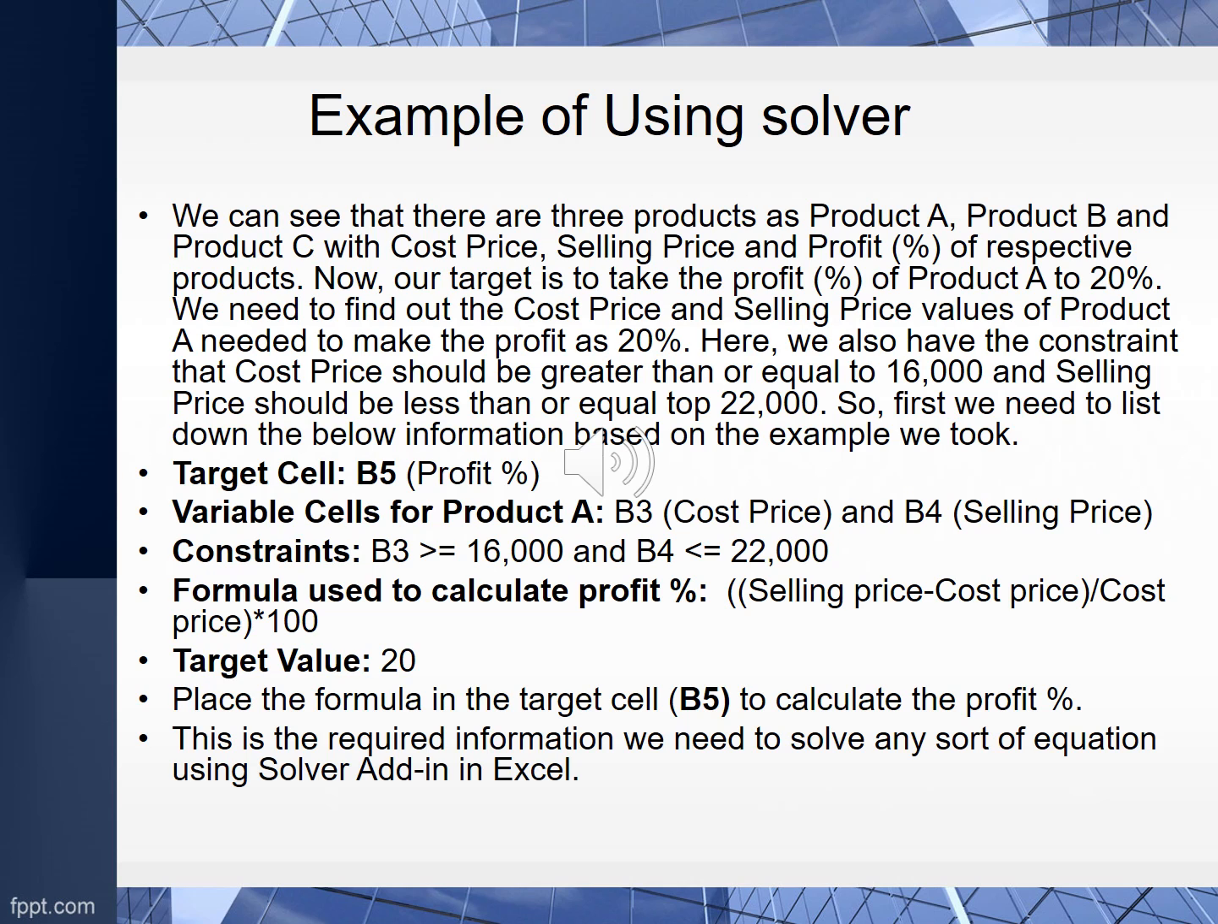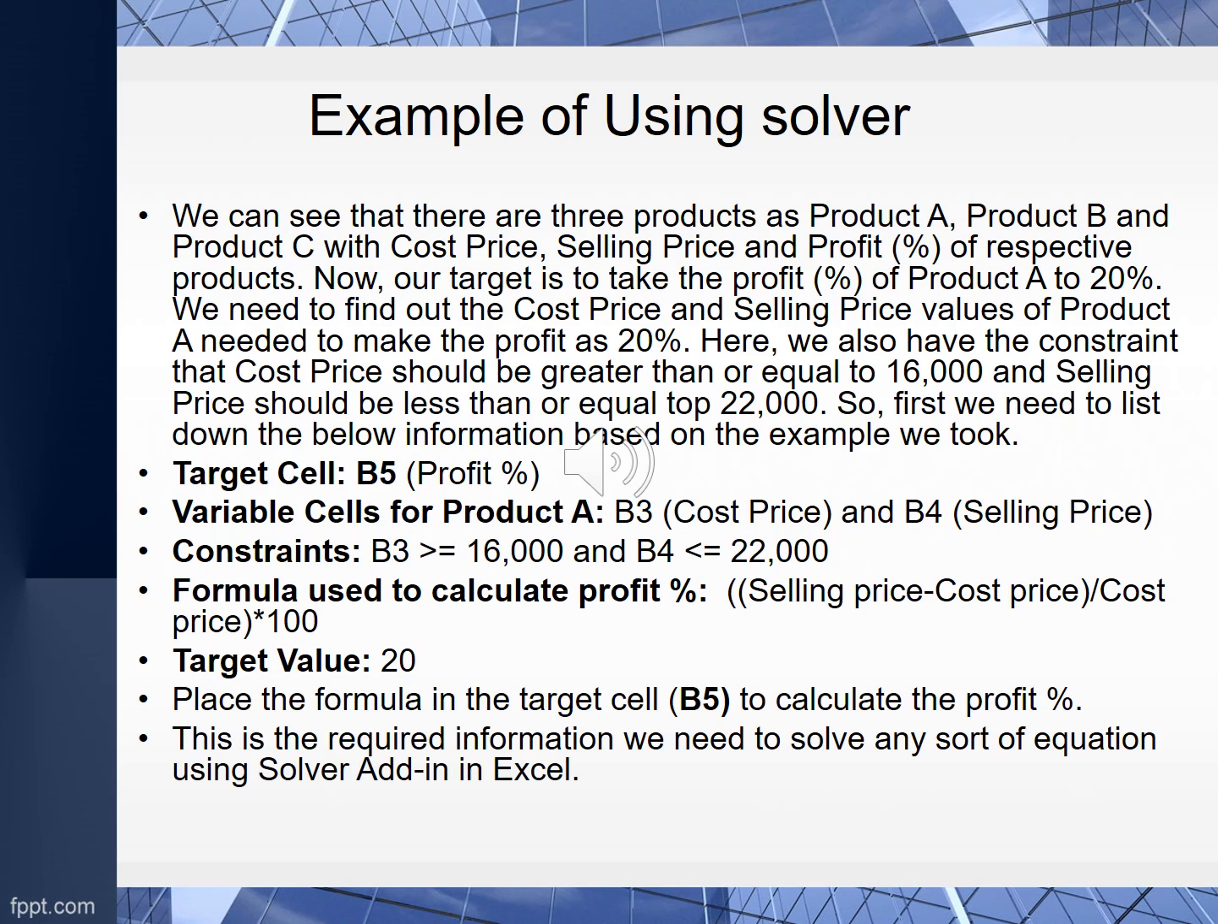If our target is to take the profit percent of product A to 20%, we need to find out the cost price and selling price values of product A needed to make the profit 20. We also have the constraint that cost price should be greater than or equal to 16,000 and selling price should be equal to or greater than 22. So we need to list down the below information based on the example that we take.